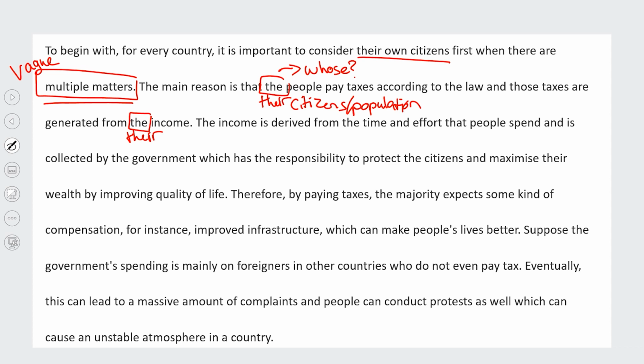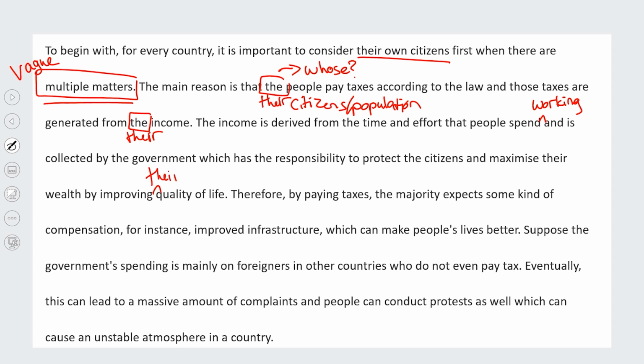Okay. The income is derived from the time and effort people spend doing what? People spend working. What are you spending? Spending time working. Effort that people spend working and is collected by the government, which has a responsibility to protect the citizens and maximize their wealth by improving whose? Improving their quality of life.